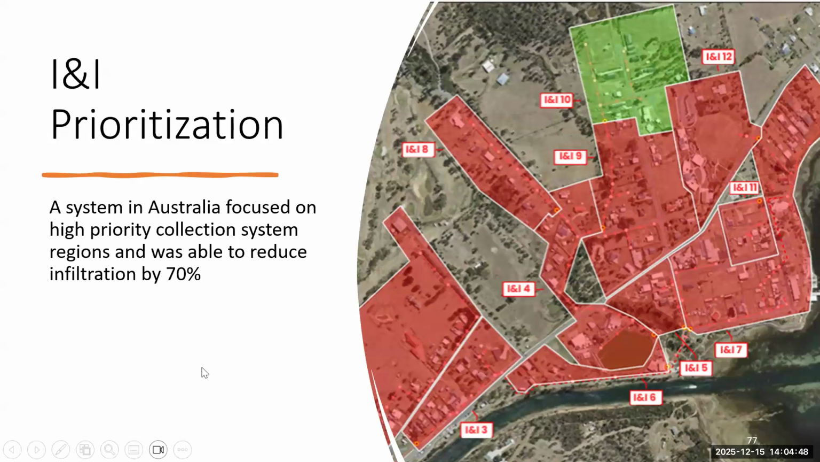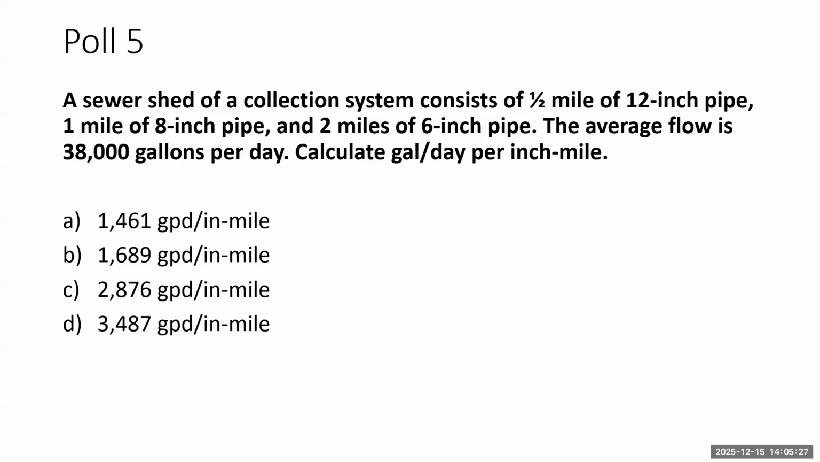In a particular system in Australia, they created this map here. Engineers went through and they did that exact analysis, looking at each sewer shed within their system, and all the red areas are areas with excessive I&I, and they numbered them and they targeted those for inspection and rehabilitation, and they were able to reduce their infiltration by 70% pretty quickly because they found the highest priority areas and they solved them.